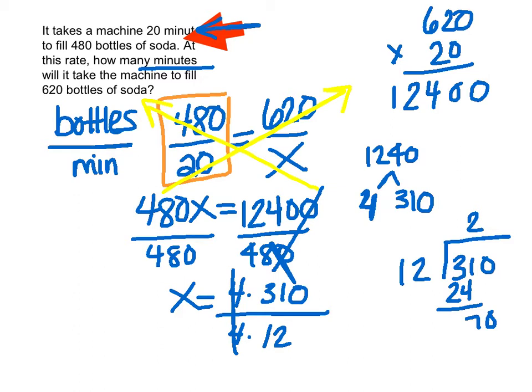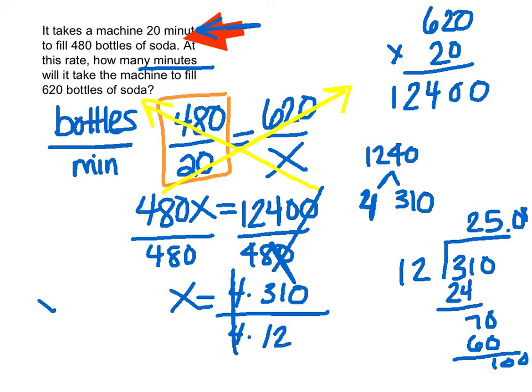Well, 12 times 5 is 60, so the next one would be 72. So it goes in 5 times, which is 60. And you bring down a 10, which is going to do a 0 here, and then 12 goes into 100, 8 times, and there's going to be some numbers. So you're looking at a little more than 25.